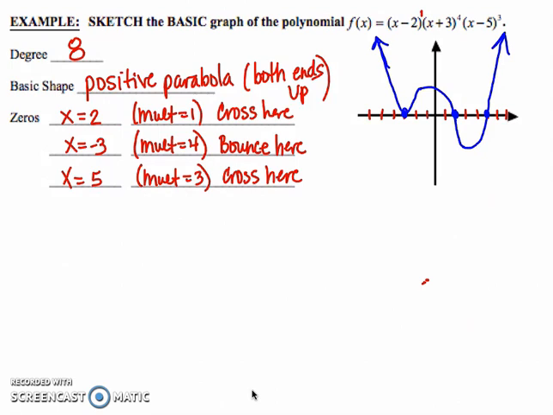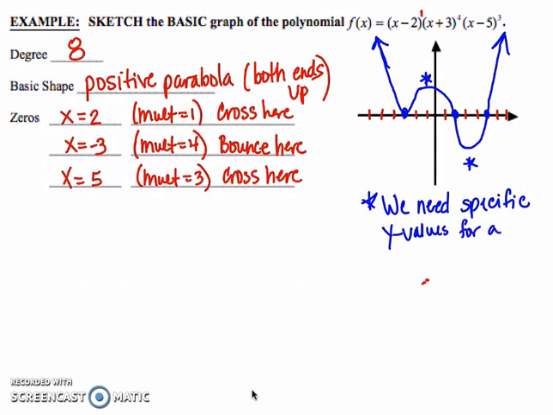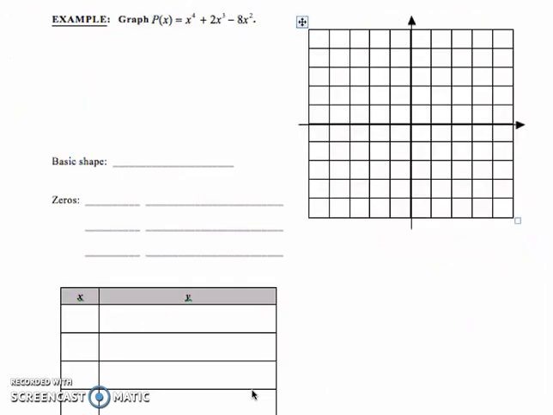Now, I have no idea how high the graph goes here or how low the graph goes here. I have no clue. That's why I didn't put any markings on my x-axis. So I'll just put a little note here. We need specific y values for a more accurate graph. So this is just a general shape, general idea of what this graph would look like. For our last example, we're going to do a little bit better as far as getting a better picture of what this graph actually looks like.